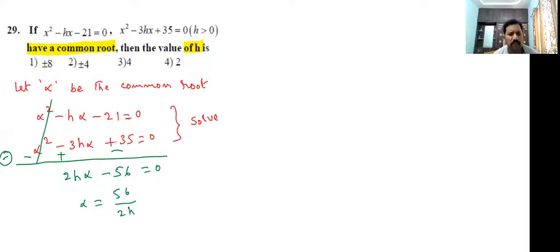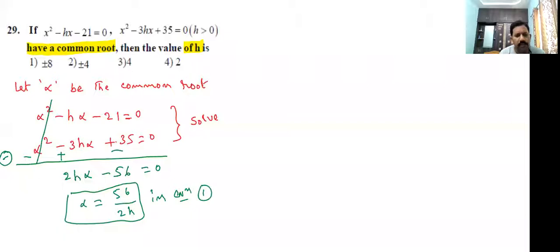So in this case, how to get the answer? The alpha value, substitute again, either in the first or second equation. In equation 1, substitute alpha: 56 by 2h whole square, minus h into 56 divided by 2h, minus 21 is equal to 0.